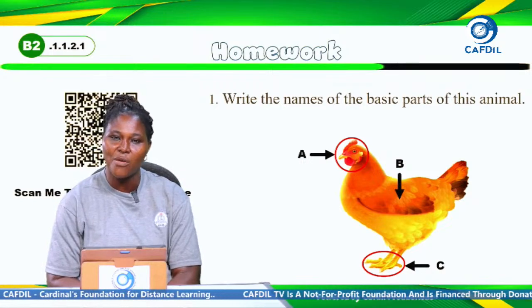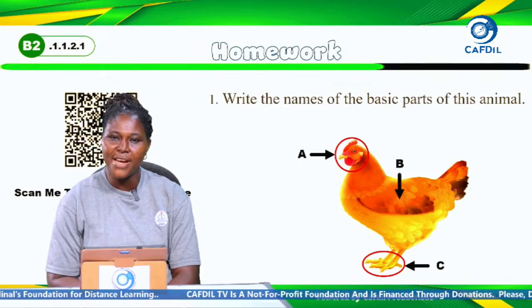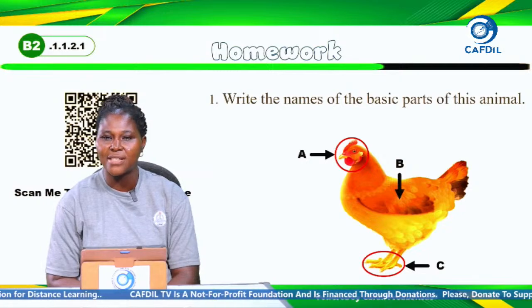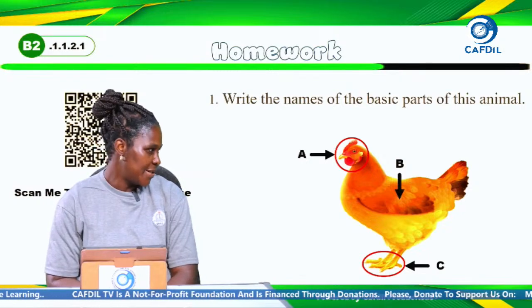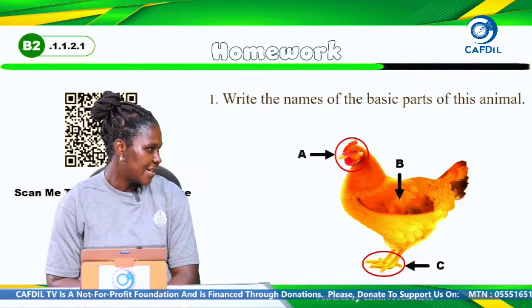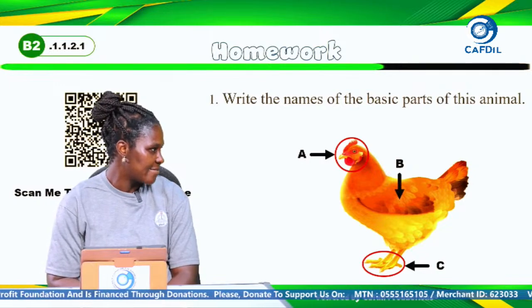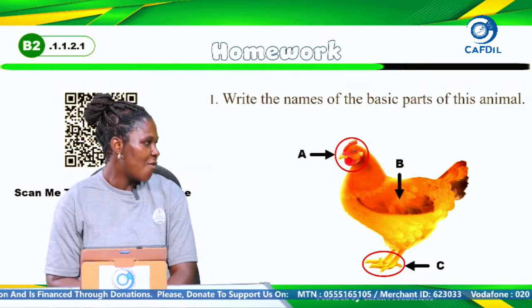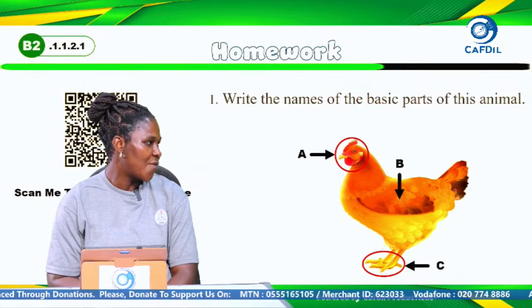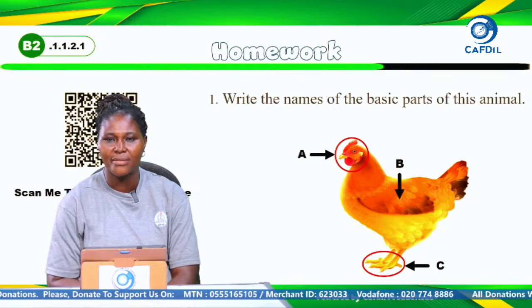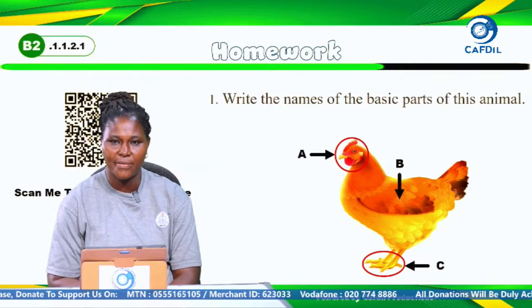Now this is our homework. Write the names of the basic parts of this animal. Now which animal is this? It is a hen. So write the names of the basic parts of this animal.